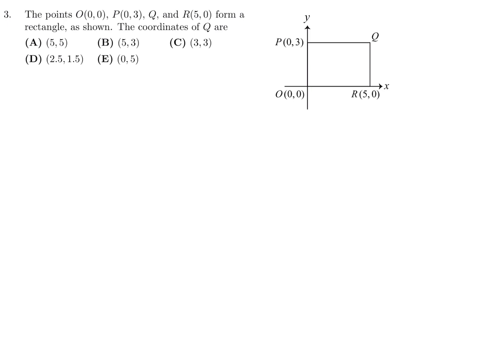The points 0, 0, 0, 3, and 5, 0 form a rectangle. The coordinates of Q are, well, Q seems to have the same x coordinate as R, so it'll be 5. And then it will have the same y coordinate as P, since it is going right across from P. So therefore, that would be 3. So 5, 3 are the coordinates. Number 3, therefore, the answer is B.